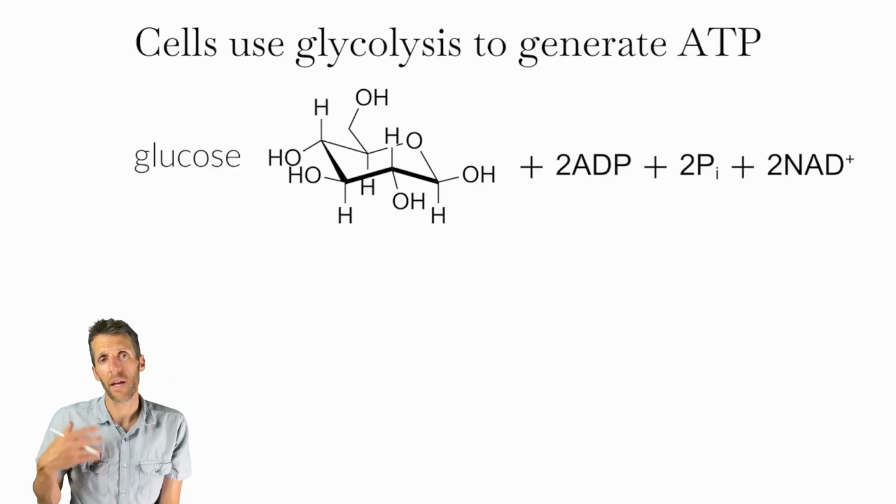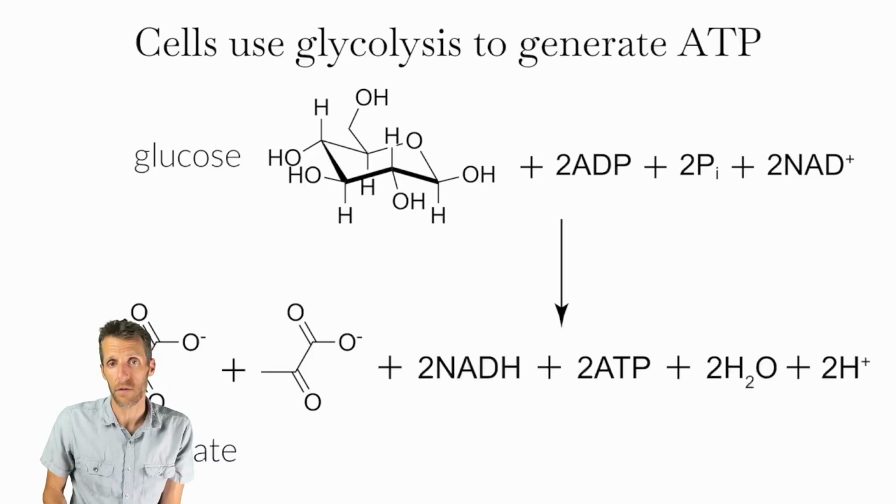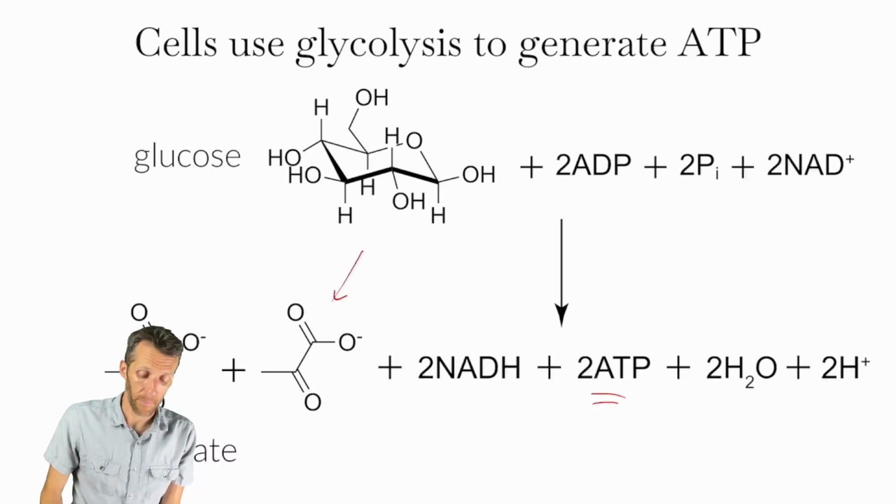So I talked previously about cells using glycolysis to generate ATP, and a basic idea of this is you take a glucose and you break it into two pyruvate, and in doing so you can generate two ATP molecules. And this is a net favorable reaction that can be quickly run when a cell needs energy.